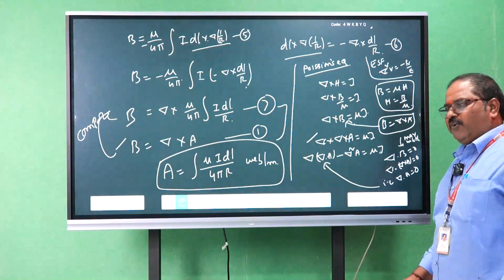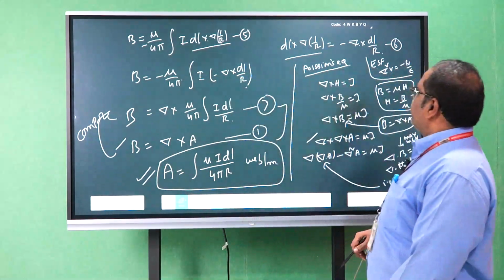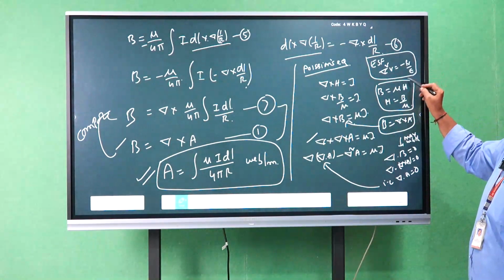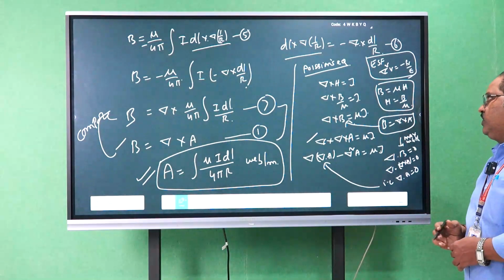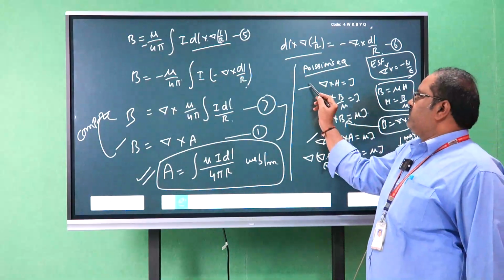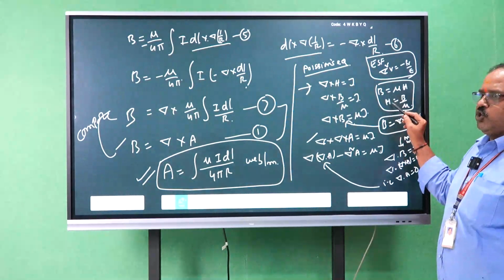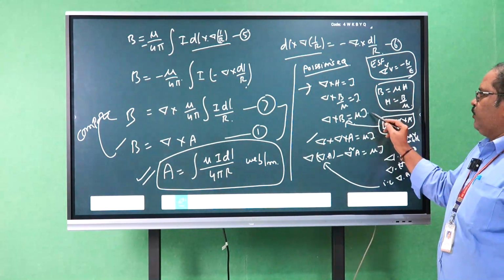A very important concept in vector magnetic potential: it satisfies Poisson's equation. In an electrostatic field, Poisson's equation states del square V is equal to minus rho v by epsilon. Here too, we have to satisfy it. First, Maxwell's third equation: del cross H is equal to J. Since B is equal to mu H, H is equal to B by mu. Therefore, del cross B by mu is equal to J, so del cross B is equal to mu J.